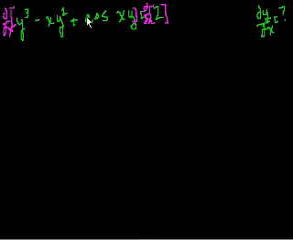So let's take the derivative of each of these terms. The derivative with respect to x of y cubed. Well, we're just doing the chain rule. So it's 3y squared, the derivative of this function with respect to y, times the derivative of y with respect to x, dy dx. That's just the chain rule.